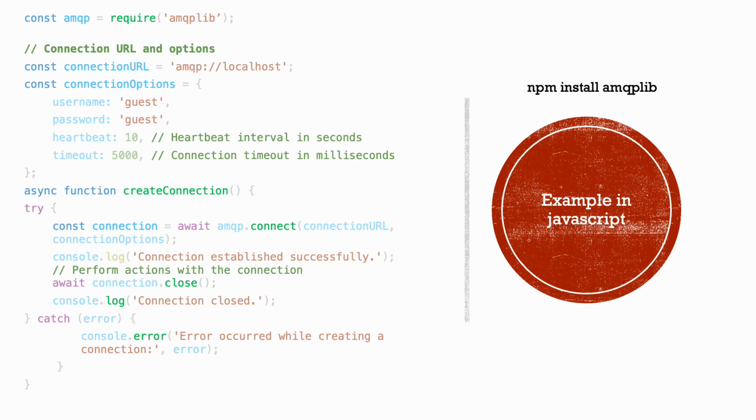This sample code demonstrates the basic creation of a RabbitMQ connection using the amqplib library in JavaScript. You can customize the connection options and perform additional actions based on your specific requirements. Note: make sure to install the amqplib library by running npm install amqplib before executing the code.